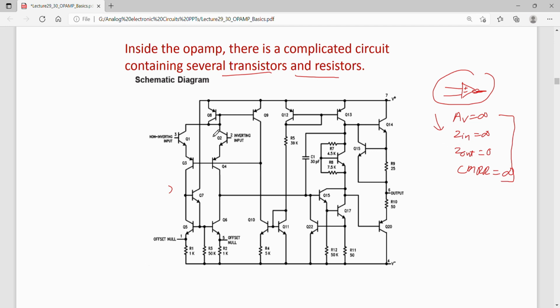So you will find that in an op-amp there is a difference amplifier also present. For example, this may be a difference amplifier. Then you have several current mirrors. For example, this is current mirror 1, 2, and so on. So it is a complicated circuit of transistors and resistors to match these properties.